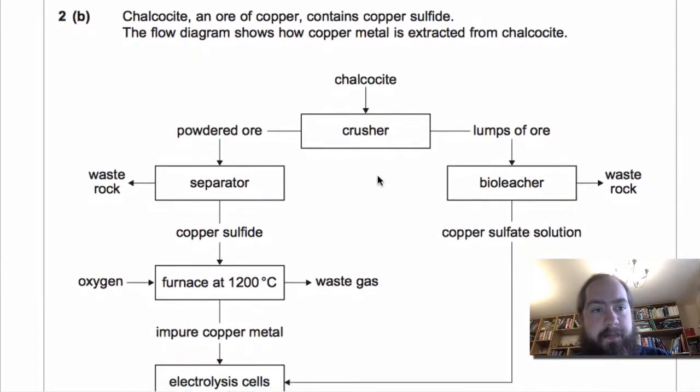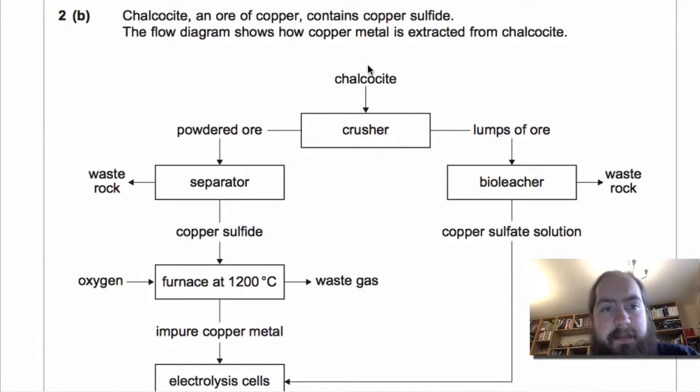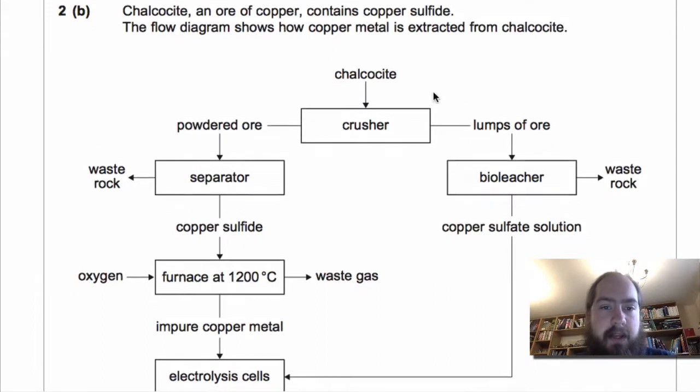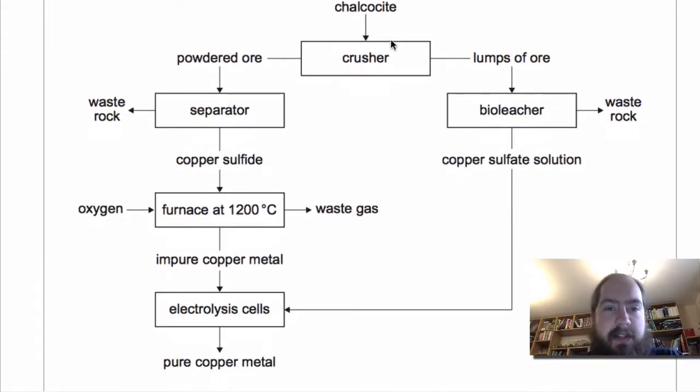Part B. Chalcocite, an ore of copper, contains copper sulfide. The flow diagram shows how copper metal is extracted from chalcocite. Okay, it's quite a complicated diagram, but it's not meant to scare you off. We've got chalcocite, which is our 2% ore, going into a crusher. So that's been crushed up into smaller lumps.